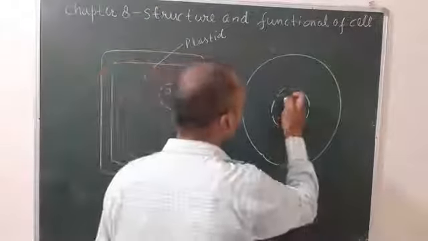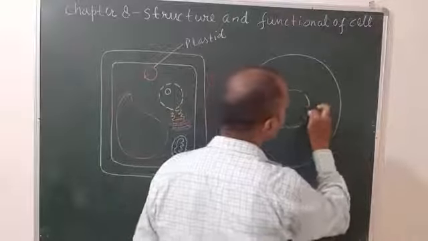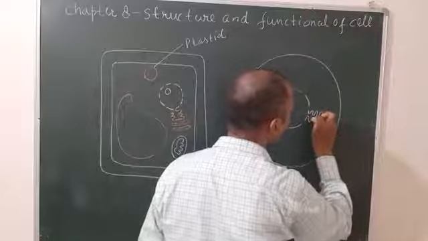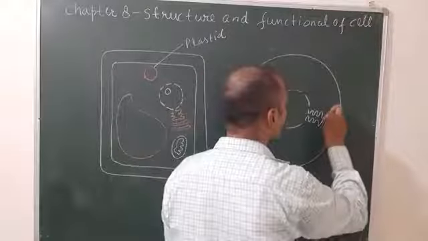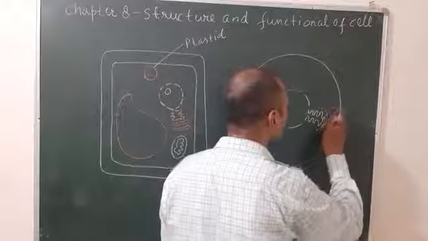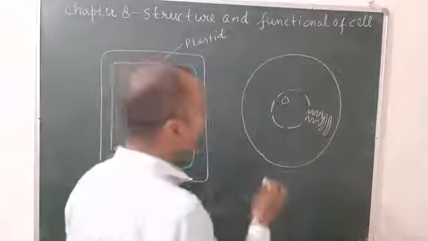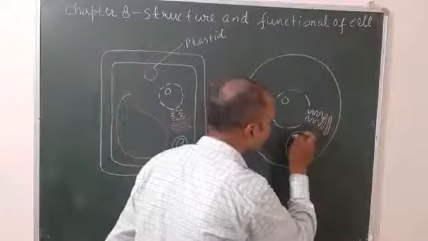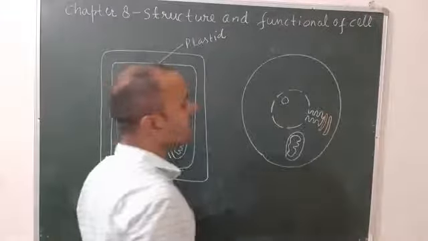Here also nucleolus and nucleoplasm, and from the nucleus there is endoplasmic reticulum, a network of tubules, and there is Golgi body. These are common in both plant cell and animal cell. Endoplasmic reticulum and Golgi body. It also has mitochondria. It is also found in plant cell.